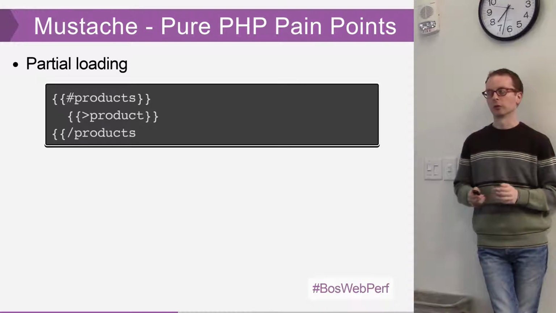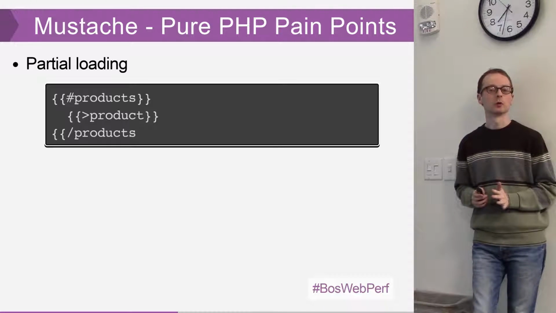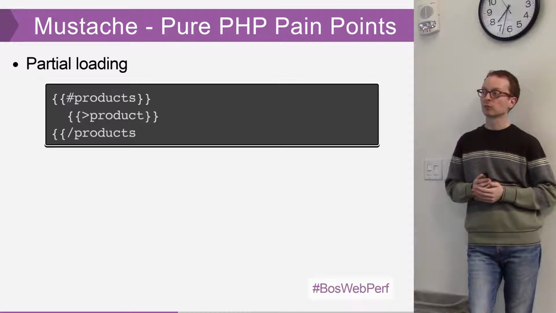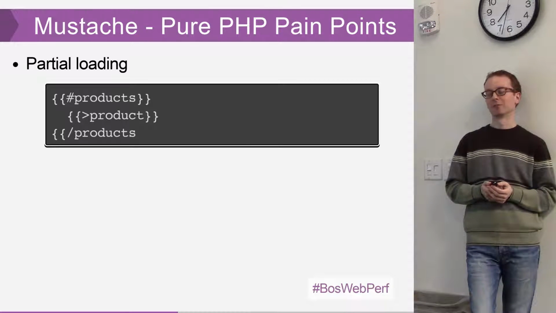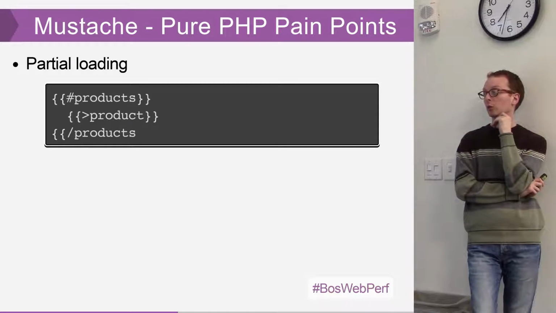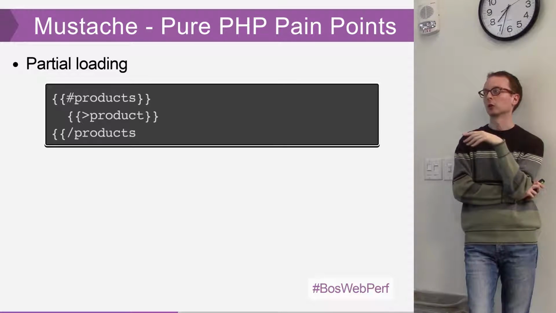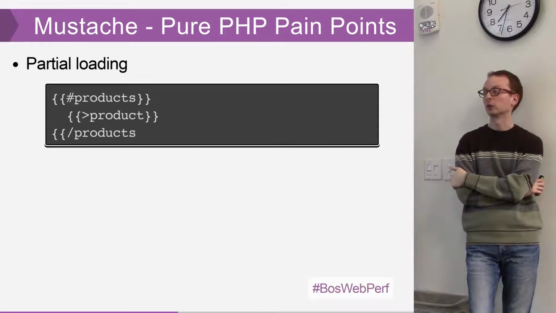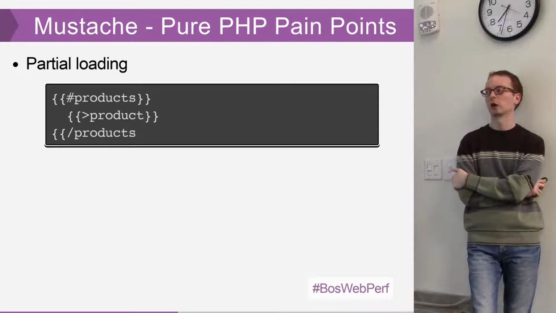Mustache, for those who don't know, is an extremely simple logicless template system, and that's kind of a double-edged sword, in that there's really not a lot that it can do. So we started using it, rendering it on the server using a pure PHP implementation of the language. And we hit two big performance bottlenecks that I'm going to try to describe.